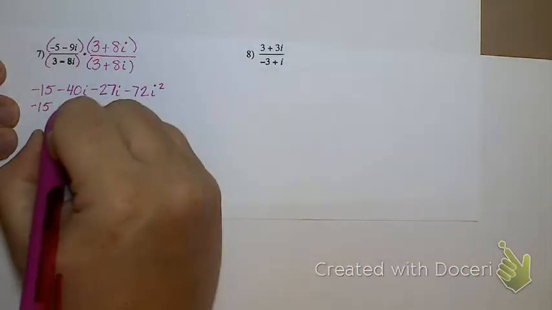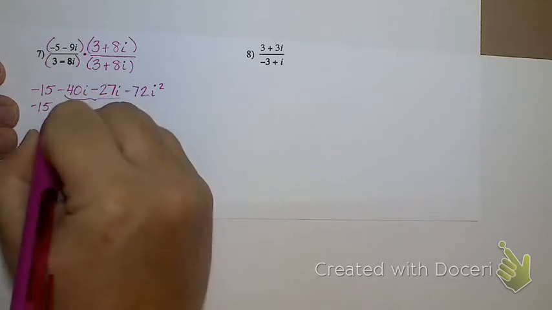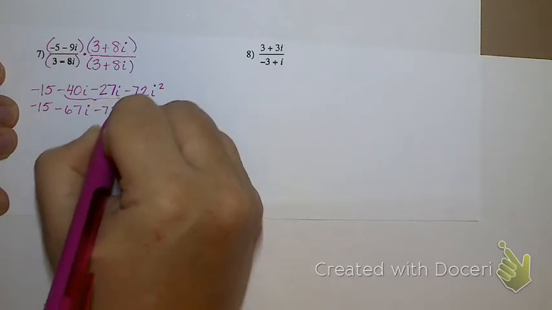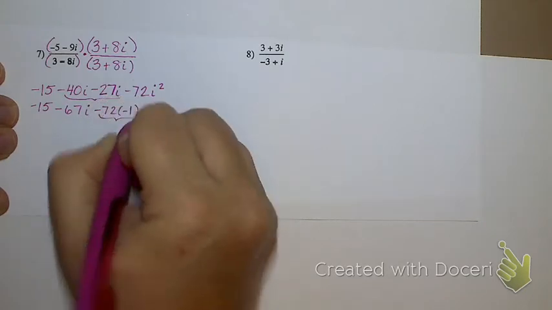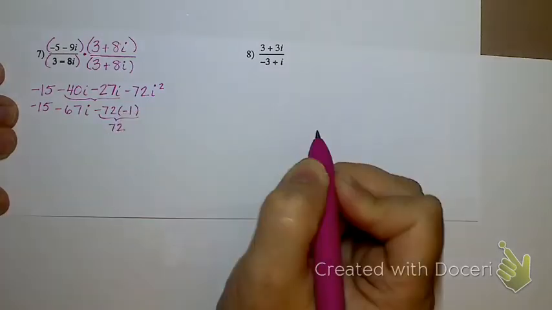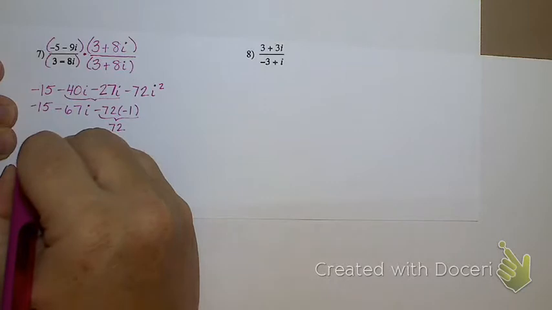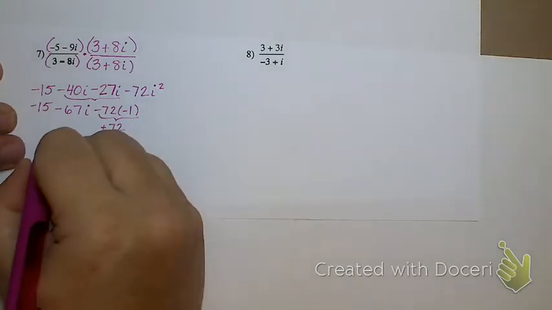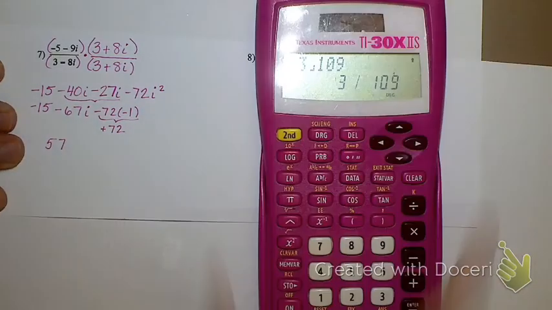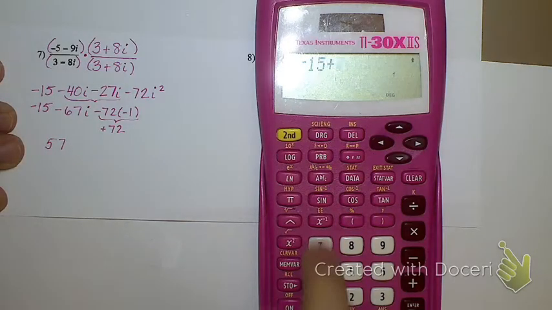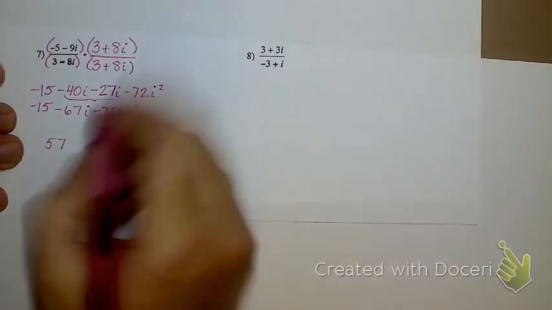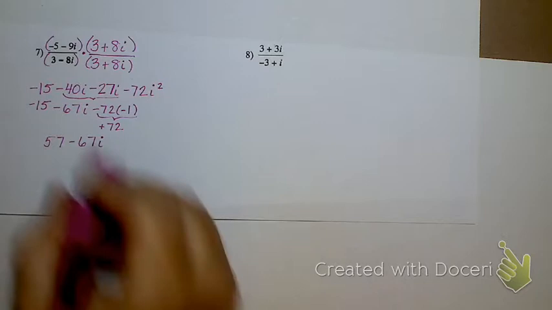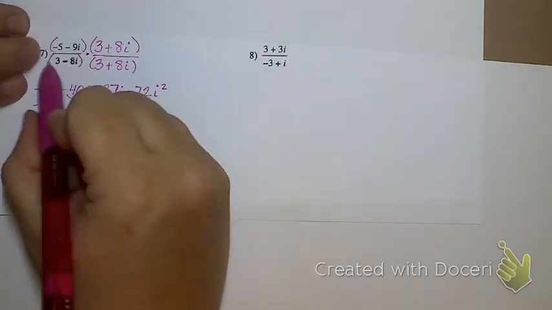Capiche? Let's see. Negative 40 and negative 27 would be negative 67i minus 72 times negative 1. What does that end up being? Positive 72. So I have negative 15 plus 72. I think that's 57. Check me if I'm wrong. Negative 15 plus 72. Boom, 57 minus 67i. You okay with that? Okay, that's my numerator.